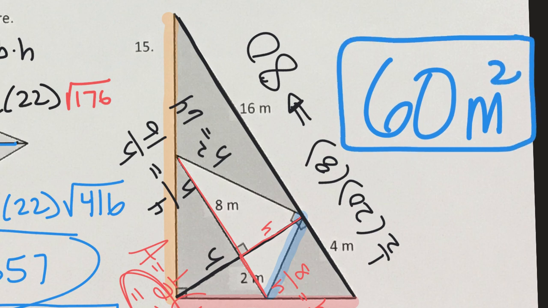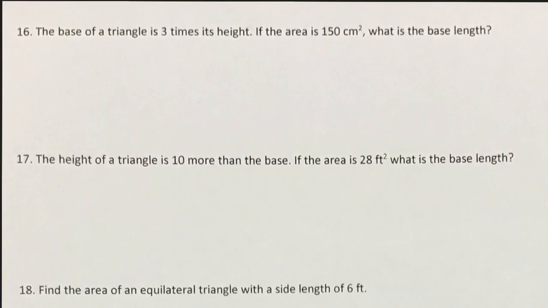Okay, so these triangles both use proportions. They both use the altitude proportion in order for you to calculate the heights of your altitude to find the area for your triangles. Okay, here is the second page of this worksheet. These are all word problems, so you're going to have to draw your own pictures or imagine it in your brain. The base of a triangle is 3 times the height.